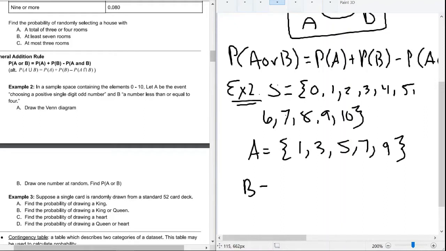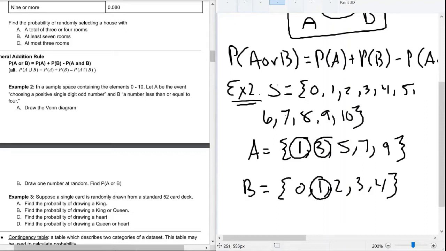And then let's look at B. B says a number less than or equal to 4. From the sample space, that would be 0, 1, 2, 3, and 4, right? What you'll notice with A and B is they have overlapping elements, overlapping outcomes. So whenever we want to draw the sample space, this is what it will look like.